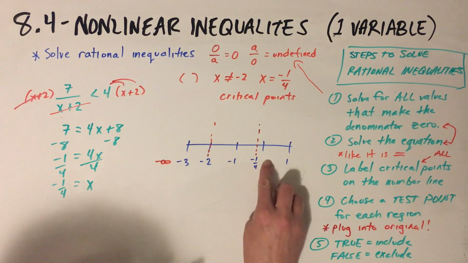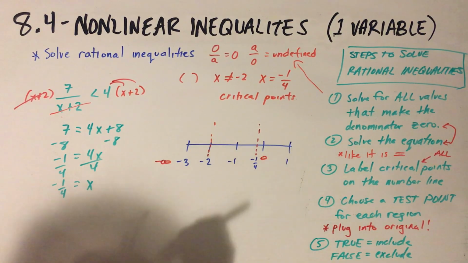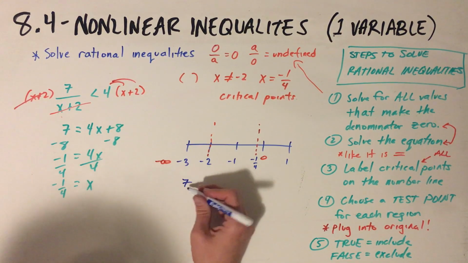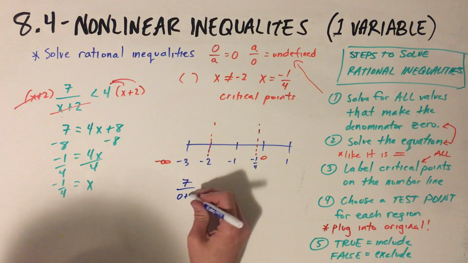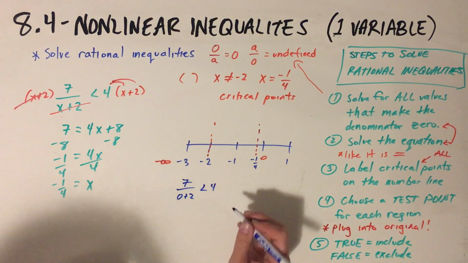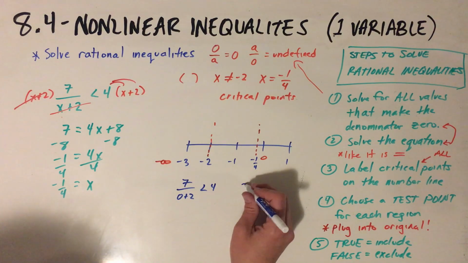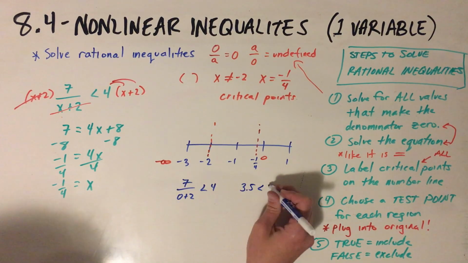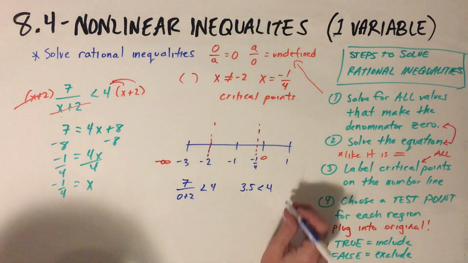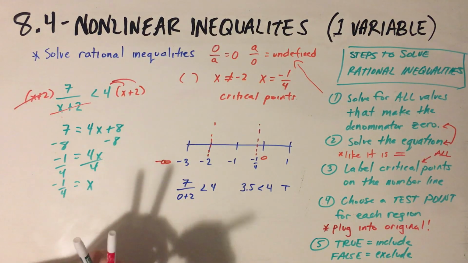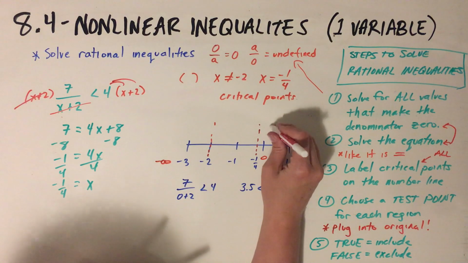I'm going to start by plugging in 0 because it is the easiest. When I plug in 0 into the original inequality, I get 7 over 0 plus 2 is less than 4. Well, 7 over 2 is 3.5, which is less than 4. This is a true statement. 3.5 is less than 4. So this is going to be a true region.